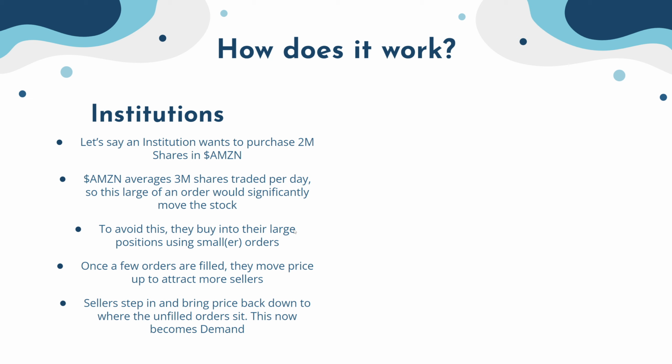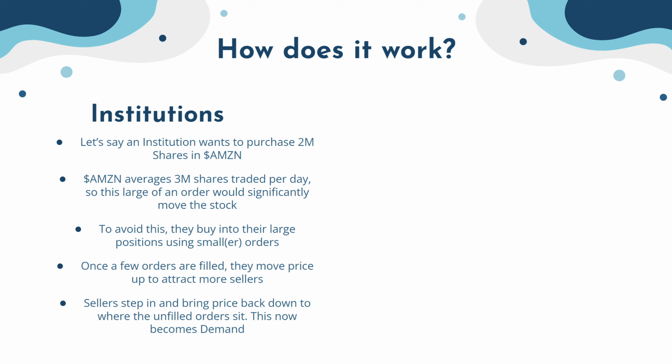So how it works. Let's say an institution wants to purchase 2 million shares of Amazon, right? Amazon averages 3 million shares traded per day. So this is a fairly large order, right? It's going to move the stock significantly. If there's only 3 million shares traded in a day and an institution wants to purchase 2 million, that's massive.